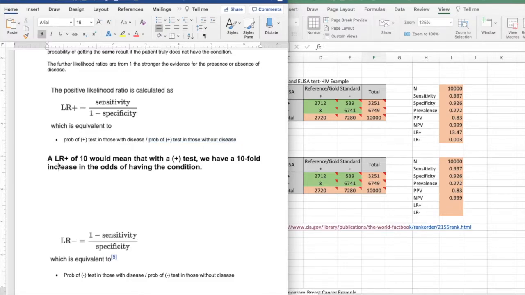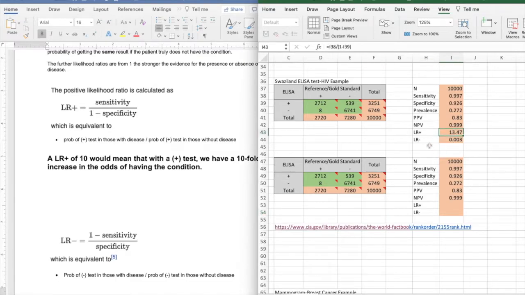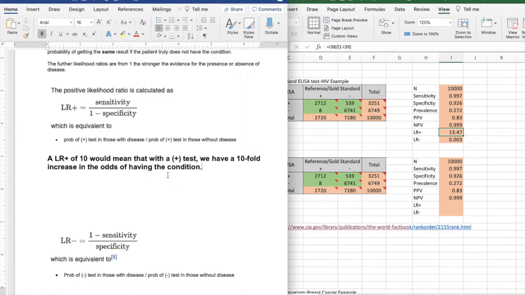So let's say you had a positive likelihood ratio of 10. That would mean that with a positive test, that person walks in with a certain probability of having the disease, they test positive. If that test has a likelihood ratio of 10, we now have a 10-fold increase in the odds of having the condition. If you look over here at the ELISA test, that likelihood ratio is 13.4. So in that case, we have a 13.4-fold increase in the odds of having the condition.